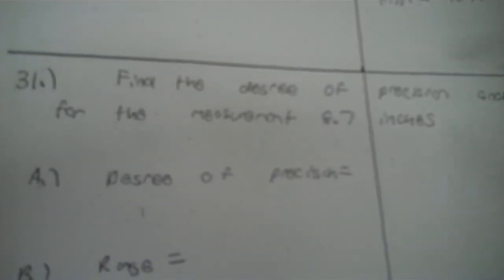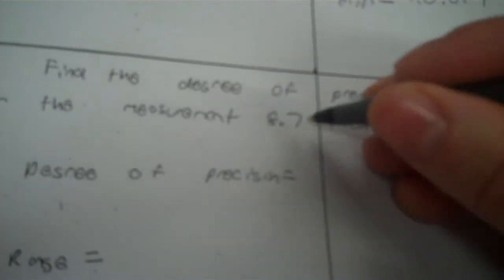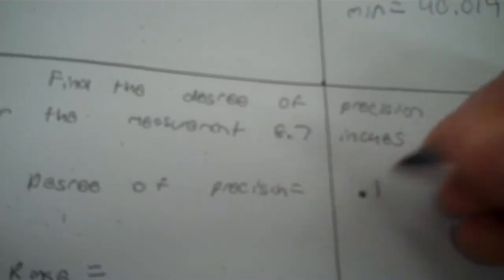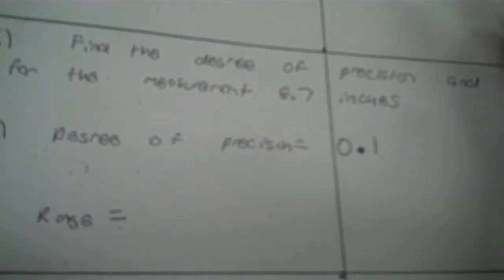Now you apply this to a couple of scenarios. Find the degree of precision in the range for the measurement 8.7 inches. Now, you probably need a reminder how to do this. Here's how you do the degree of precision. This digit, you make a decimal. This digit right there turns to a 1, and anything before it turns to a 0. So that's your degree of precision.